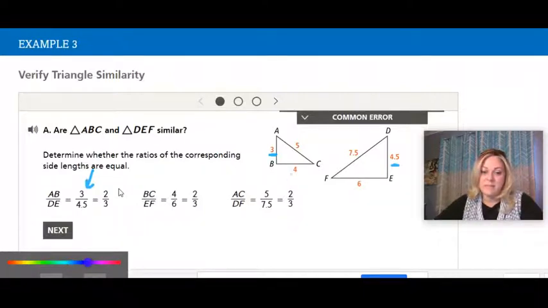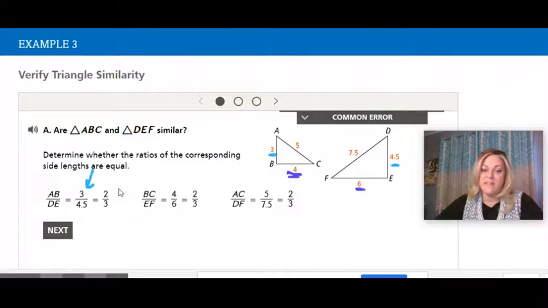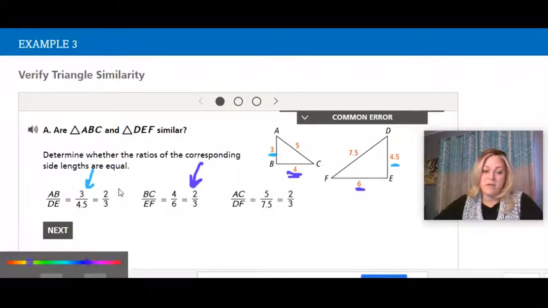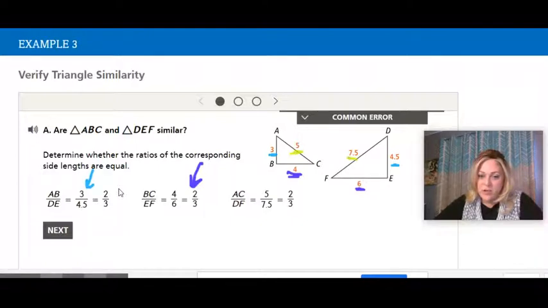Okay, and then they take BC, different color. BC corresponds with EF. That's that second one. And then if we pick one more, this 5, and I know that yellow is kind of hard to see, corresponds with that 7.5, and that's this ratio. Notice they all equal 2/3. Therefore, these triangles are similar because all three sets of corresponding sides are the same scale factor.